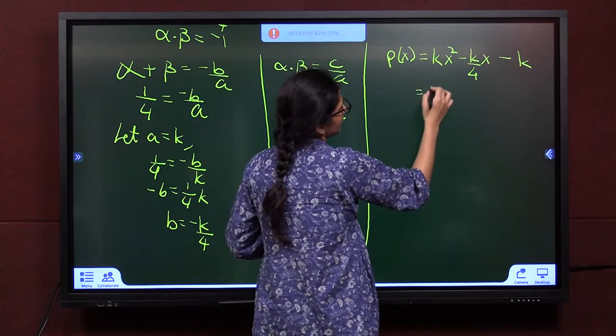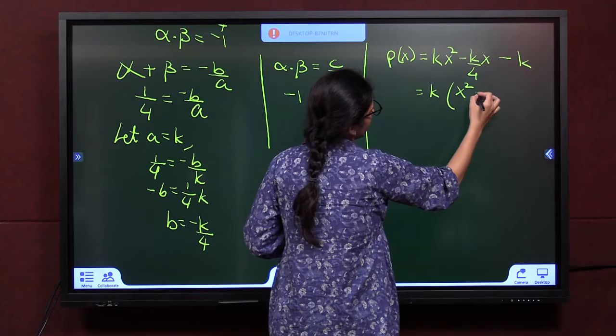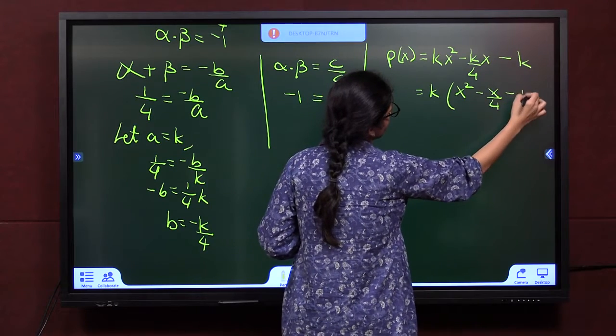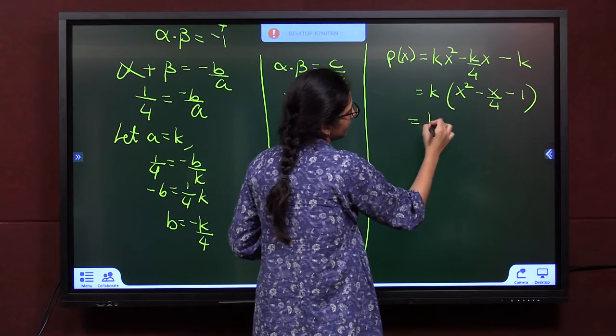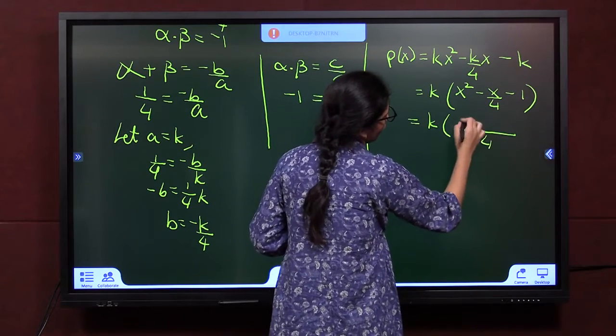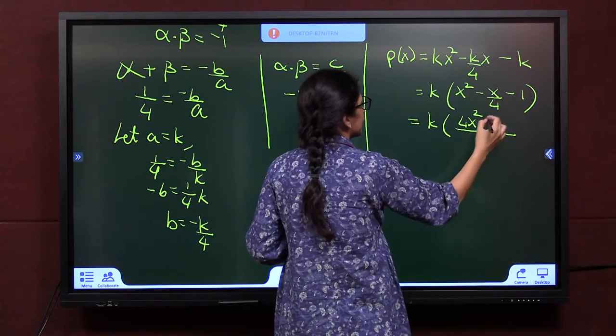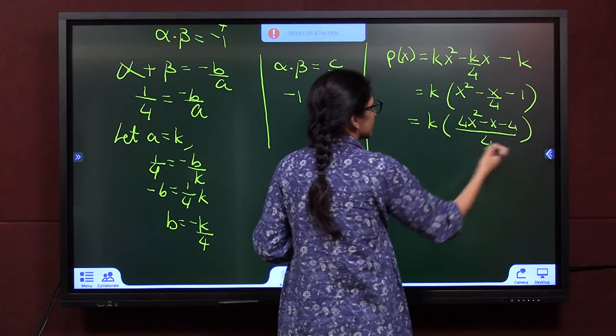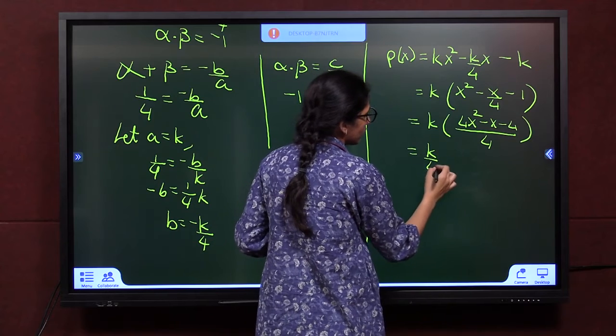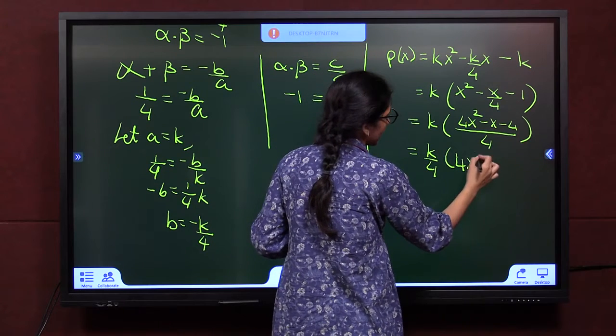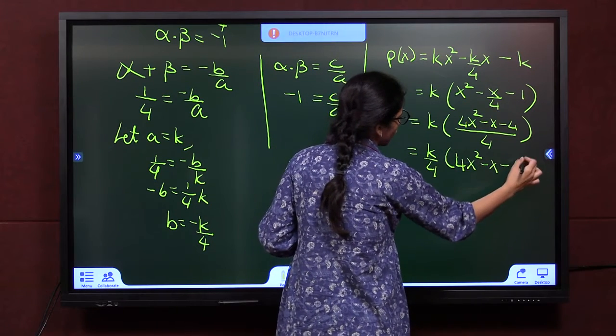You can take k common. So you're left with x square minus x by 4 minus 1. Take the LCM. So this becomes 4x square. Why? Multiplying it divide by 4, multiplying it divide by 4. So you get this. K by 4 into 4x square minus x minus 4.